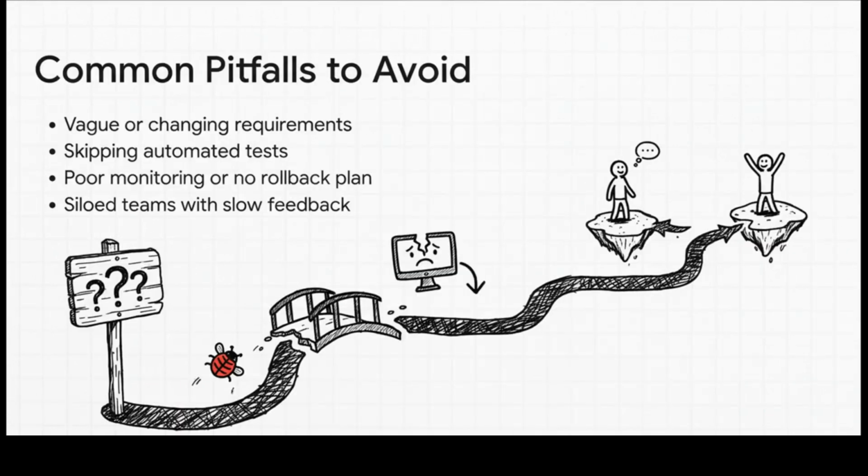Now, on the flip side, projects fail when those good habits are ignored. Vague requirements? That just causes endless rework. Skipping tests means old bugs keep crawling back. A bad deployment with no way to roll it back can be an absolute catastrophe. And when teams don't talk to each other, problems are always discovered way, way too late.